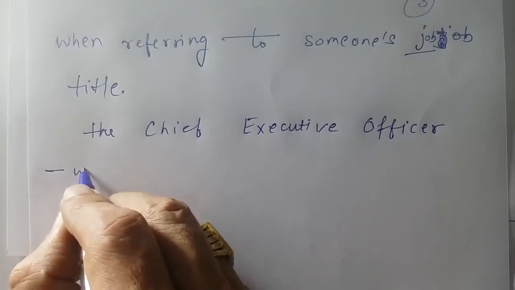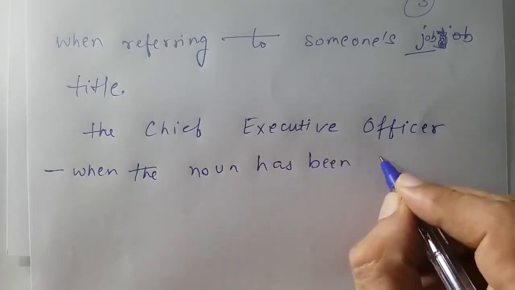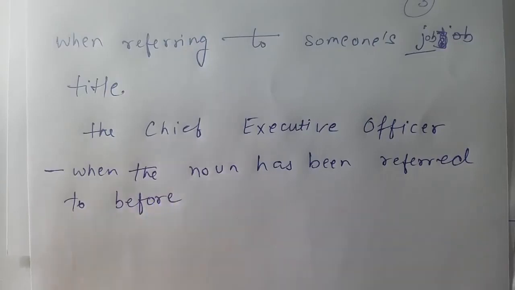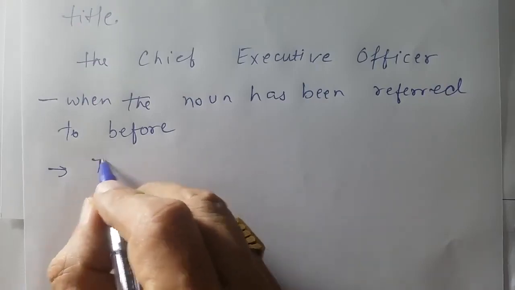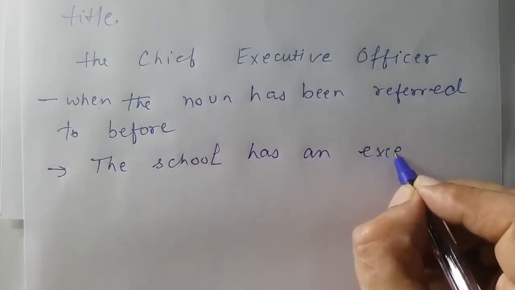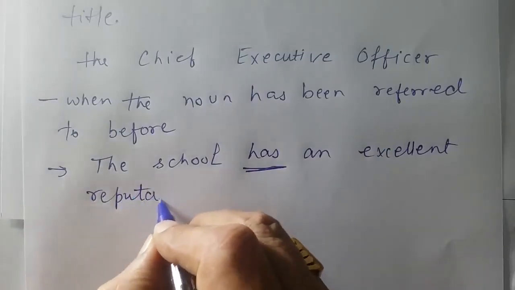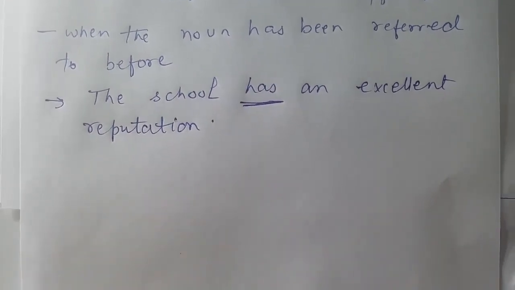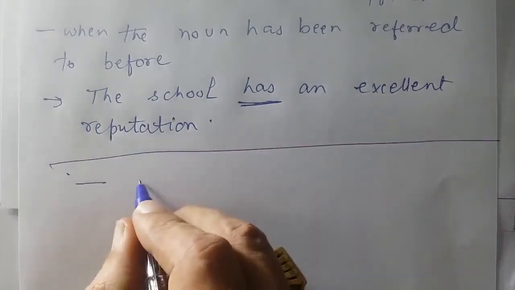And when the noun has been referred to before. I think you are trying to understand why you are losing marks or bands in writing. This is the reason. The school has an excellent reputation. It means it still has an excellent reputation. Above all, the main thing here, with superlative degrees.